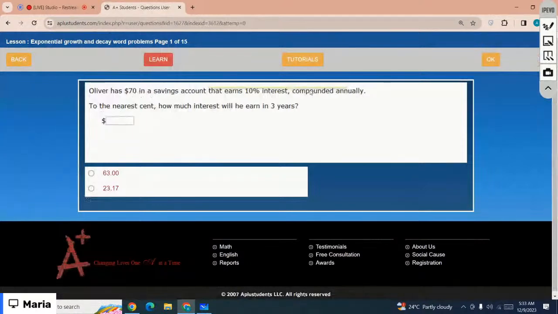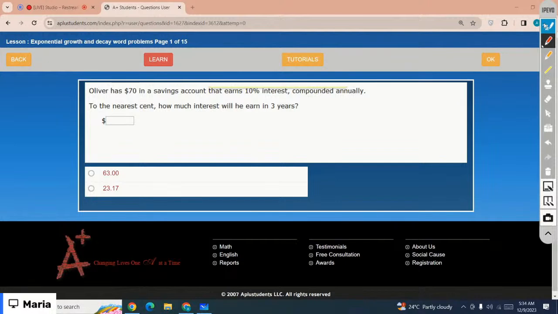Okay, Oliver has $70 in a saving account that earns 10% interest compounded annually to the nearest cent. How much interest will he earn in 3 years, right? So you are given the initial amount, that is 70. The interest rate is 10%, right? That is the I. Then your time duration is 3, right?